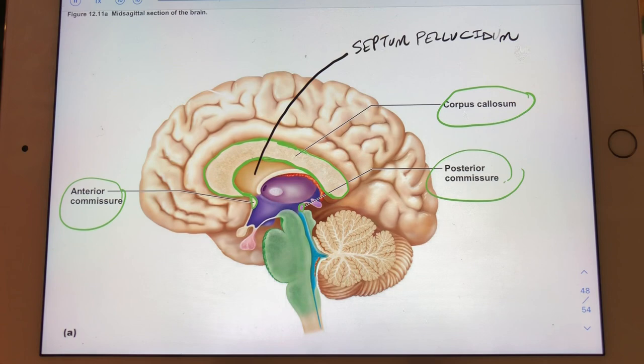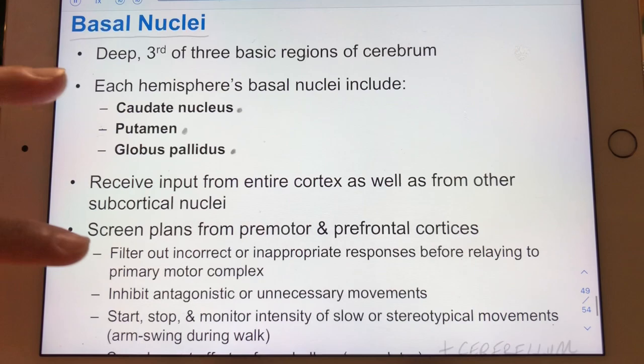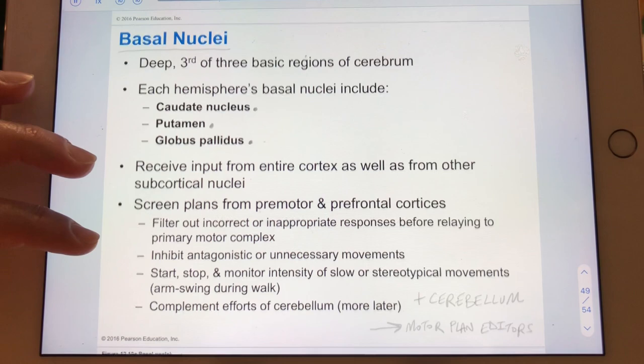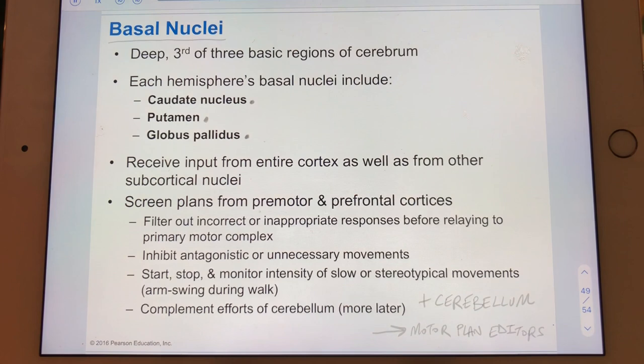All right. In the cerebrum, there are lots of nuclei. However, not all of them are well understood. And so we are only going to focus on basal nuclei. Basal nuclei. Okay? Not only that, we're not even going to learn all of the basal nuclei, because not all of the basal nuclei are well understood. We're just going to learn those that are well understood, okay? And those that we're going to learn include the caudate nucleus, the putamen.